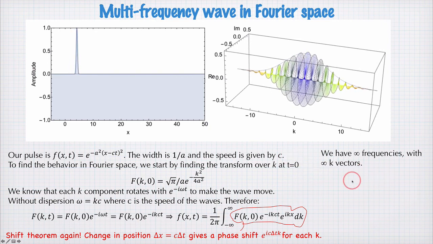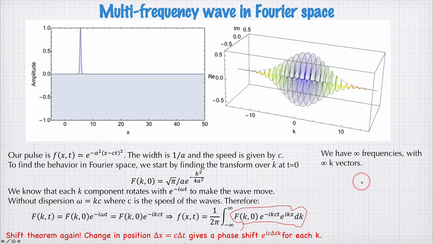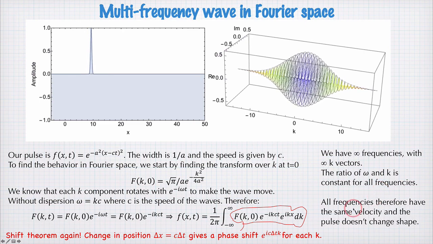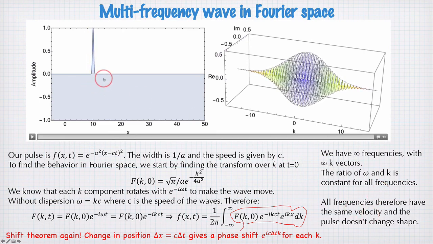So here we've just dealt with a system with an infinity of frequencies and an infinity of k vectors, but the ratio of omega and k is constant for all frequencies, so all the frequencies have the same velocity and the pulse does not change shape.